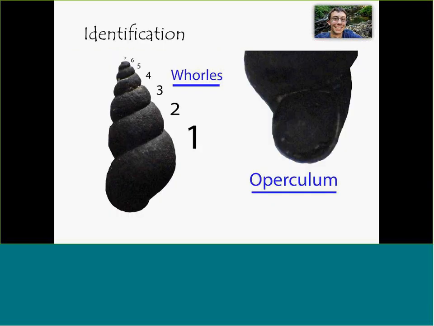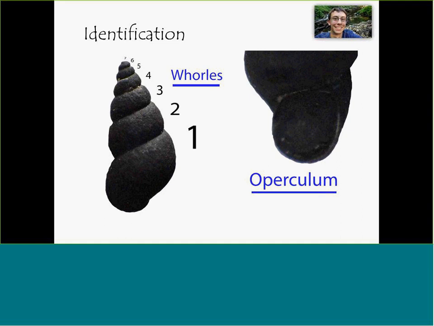The New Zealand mud snail typically has between 5 to 7 whorls and a closable operculum, which is kind of like a trapdoor on the bottom of the shell that they can retract into. The opening is on the right-hand side, as opposed to some other snails, which would be the left-hand side. And most other snail species don't have an identical shape as the New Zealand mud snail does.